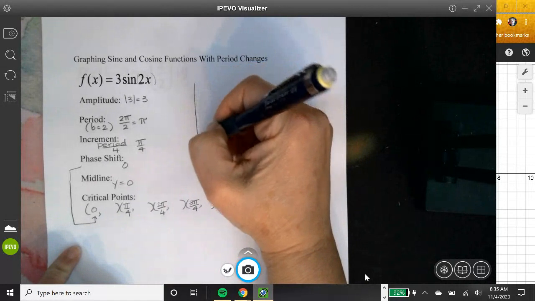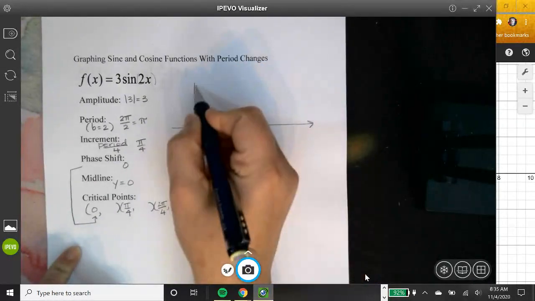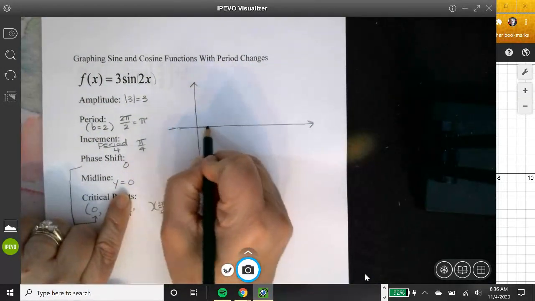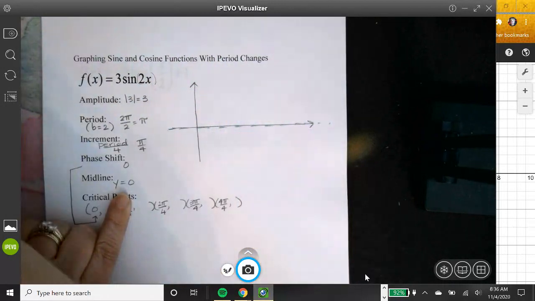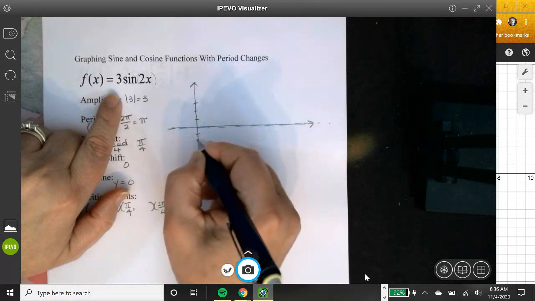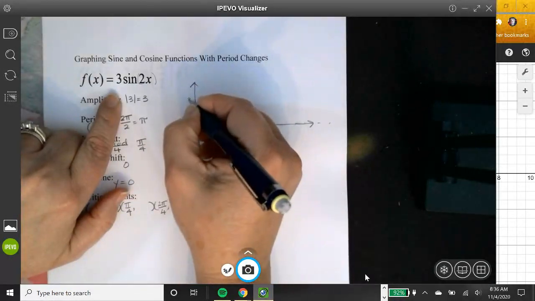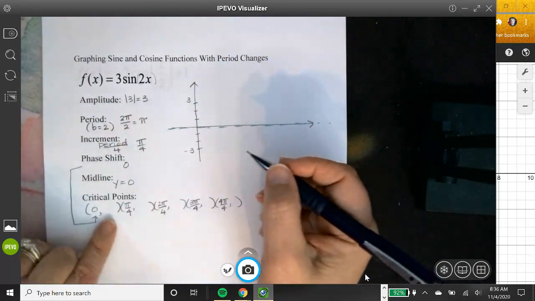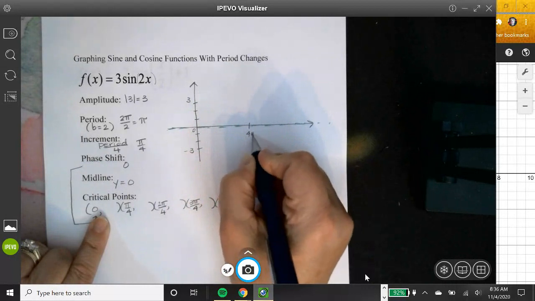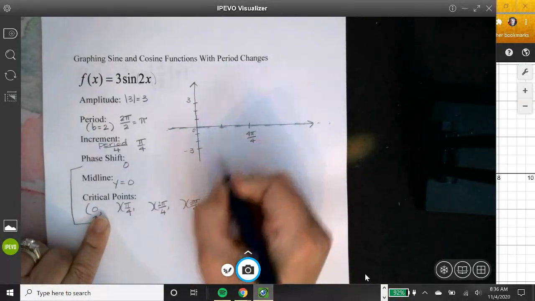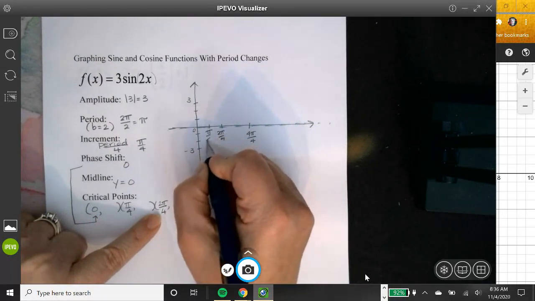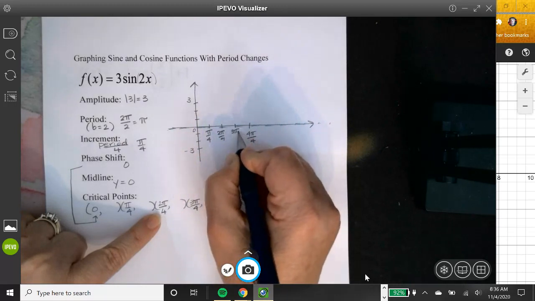So here we go. I'm going to draw my xy plane. My midline is 0, so here it is. Here's my midline, 0. My amplitude is 3, so I'm going to go up 3 from the midline and down 3 from the midline. So this is negative 3 to 3 here. And I'm going to lay down my x values at 0, and then I'm going to put 4 pi over 4 here. And then what's in the middle? That would be 2 pi over 4. And then pi over 4. And then 3 pi over 4 here.